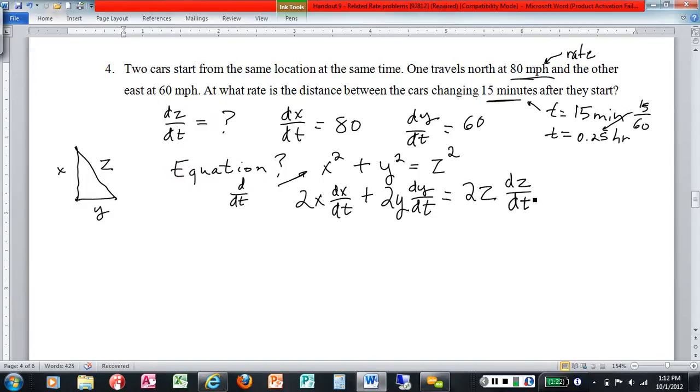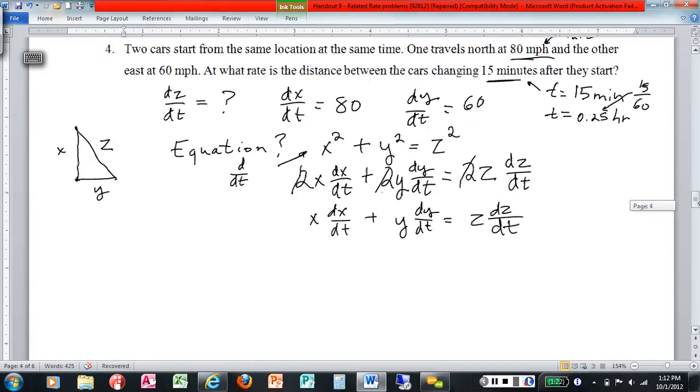Okay. Now, one nice thing about the Pythagorean Theorem ones is, do you notice here I could factor off a 2 and then cancel out? All these are divisible by 2. Let's just mark those little 2's out, basically dividing both sides by 2. So I wind up with x dx/dt plus y dy/dt equals z dz/dt. Okay?